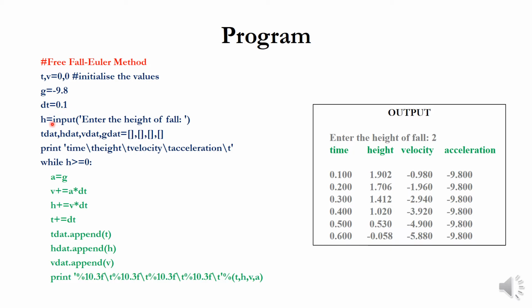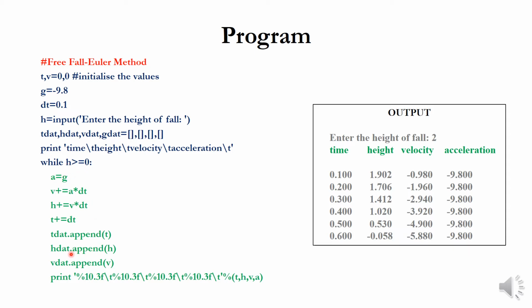Then the h is read, where the h is the height of the fall. We initialize the empty list for storing the results. Print the titles while this height is greater than or equal to 0, meaning while the body is above the ground.